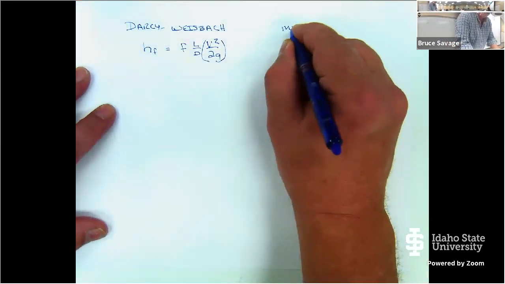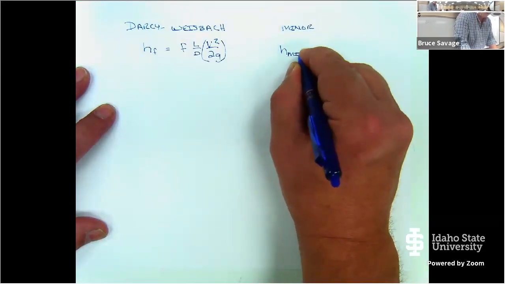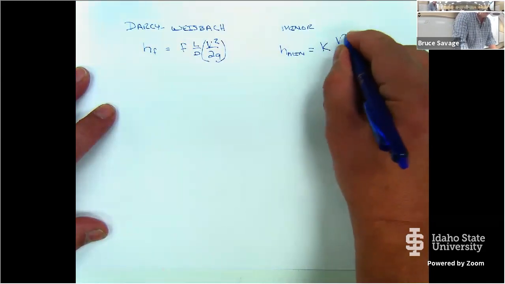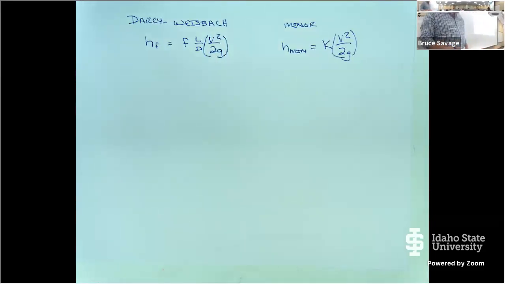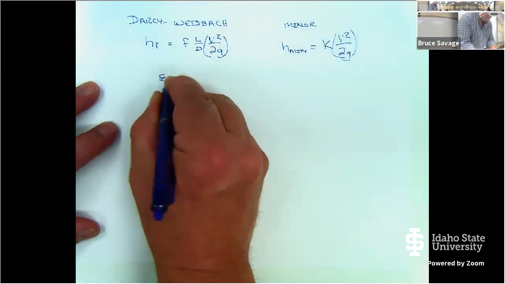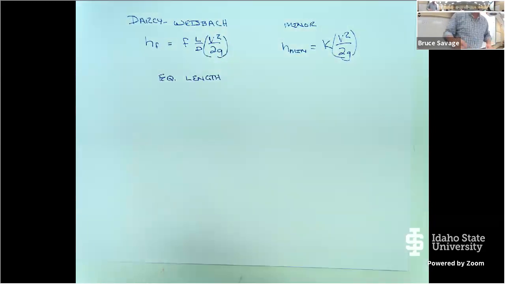Remember the minor loss coefficient? Minor loss we said was h sub minor is equal to K times V squared over 2g. So it's pretty simple, actually. So equivalent lengths: if I have a one-dimensional velocity, if I have 8 feet per second going through my pipe, what's going to be the one-dimensional velocity going through the elbow? 8 feet per second, right? Conservation of mass, has to be.